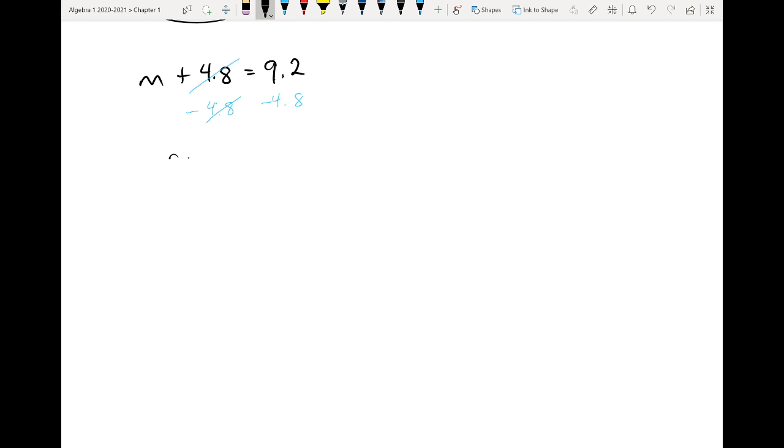I now have m is equal to 9.2 minus 4.8, okay? So remember, we're going to have to do some borrowing here. I'm going to borrow from the ones for the tenths, okay? I'm going to have 12 minus 8. The decimal place is going to stay the same. That's going to be a 4. And then I'm going to do 8 minus 4, which is 4. So 4.4 is our answer.